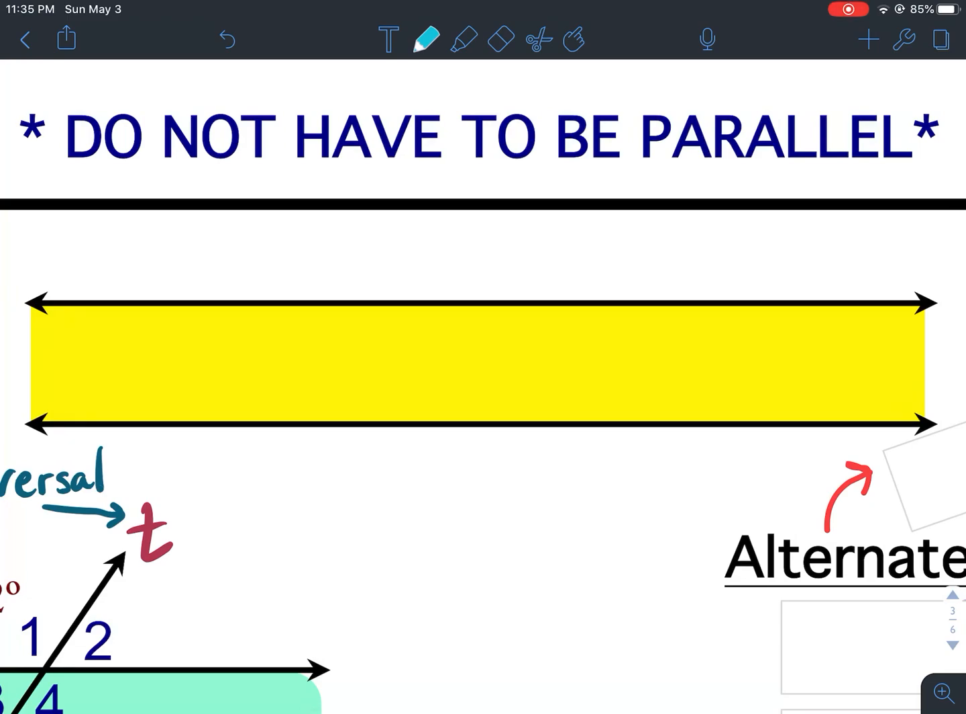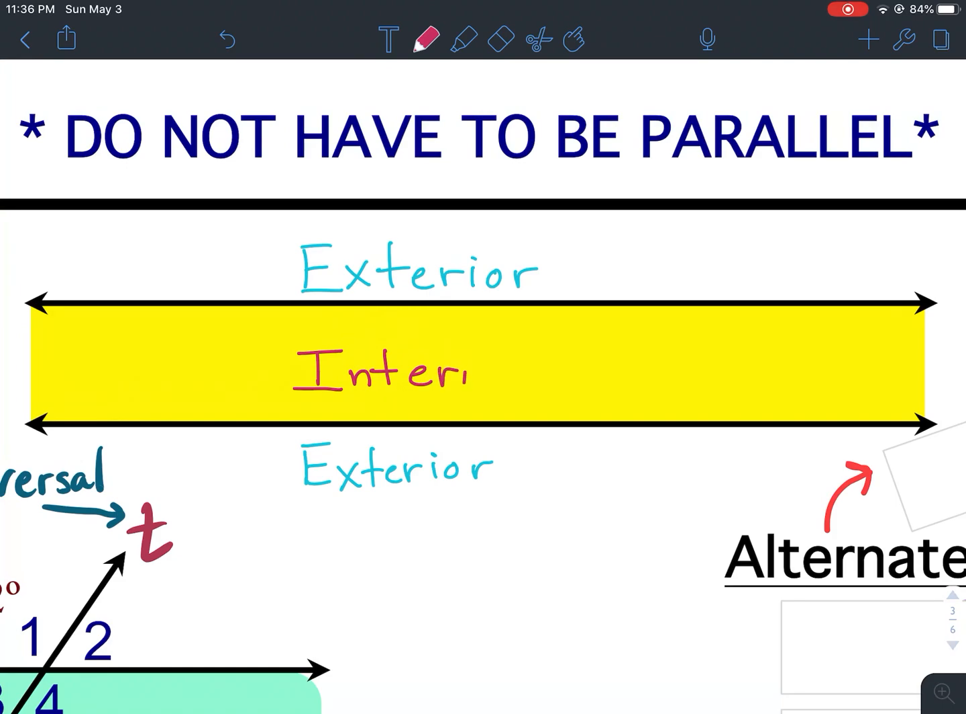I have two parallel lines here. This would be outside of those parallel lines. So this would be exterior. Down here would also be outside of the parallel lines, making it exterior. And then in here would be between the parallel lines. So inside the parallel lines would be interior. Between the two parallel lines is the interior, and outside of the parallel lines is the exterior.